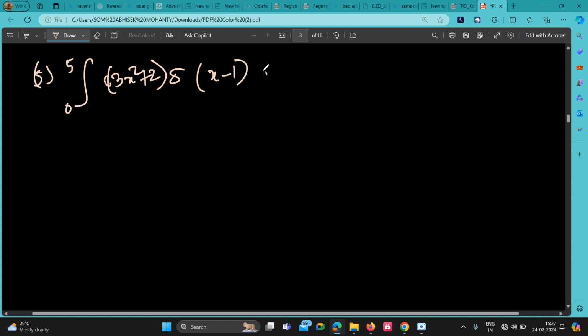Another question. Easy question now. 0 to 5, 3x square plus 2, delta of (x minus 1) dx. Do it.